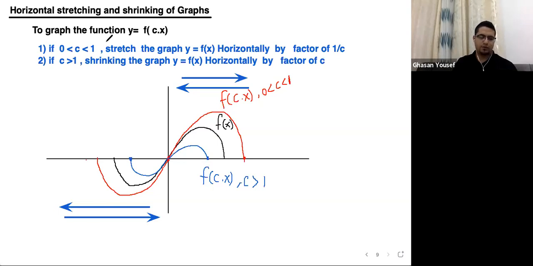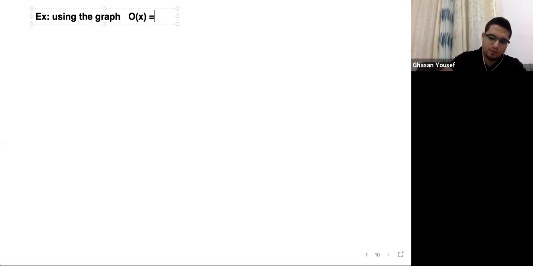So now we have an example. We're going to do this example next time, but let me write it down and think about it, and next time we're going to graph it together. So here is the example. Using the graph of the original function f of x equals x squared, sketch each of the following.